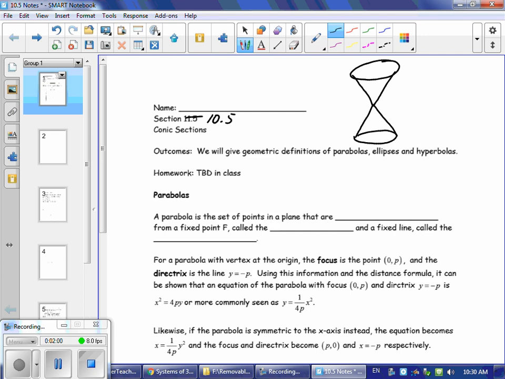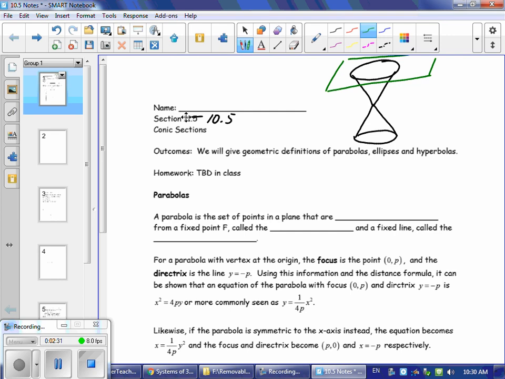So one of the ways to slice a cone is to slice it perpendicular to the top. If you slice this perpendicular to the top, and then you look at its cross section, what you would get is a circle. There was a bell, I'm not sure if you heard that.